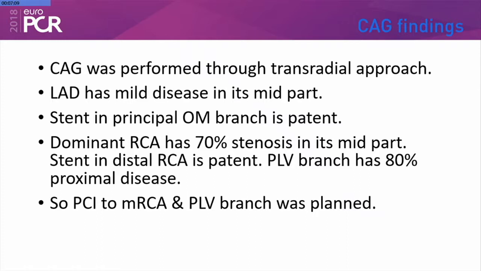LAD has mild disease in its mid part. Stent in principal OM branch is patent. Dominant RCA has 70% stenosis in its mid part. Stent in distal RCA was patent. PLB branch has 80% proximal disease. So our plan was to do PCI to mid RCA and PLB branch.